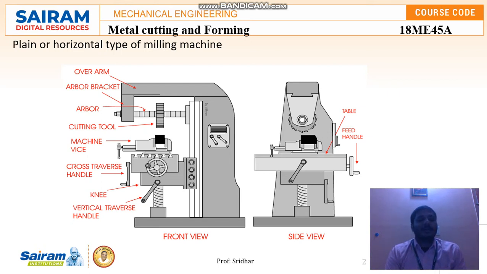Next is the cross traverse handle. It can move the table in the forward and backward direction with the help of the spindles, to adjust the position between the workpiece and the tool. Then the knee: its function is to increase the height of the cross traverse table to adjust between the tool and the workpiece.